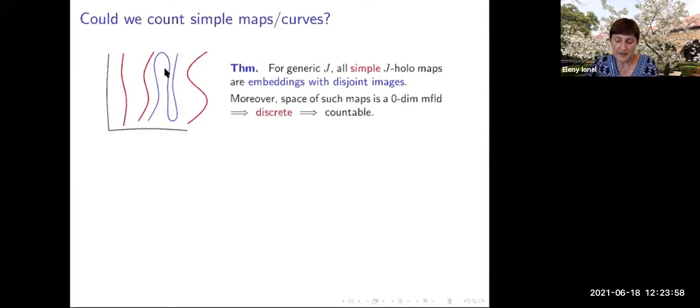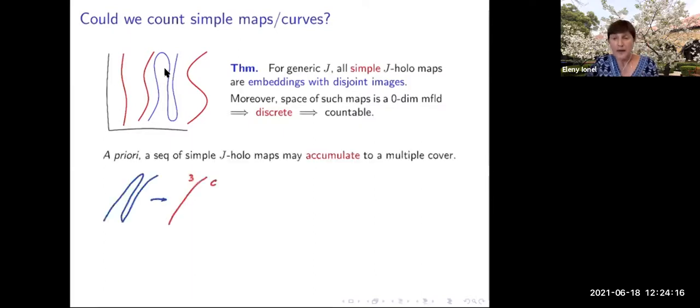Okay. And in fact, something more is true. If you look at the space of such simple J-holomorphic maps for a fixed J, it's a 0-dimensional manifold. So in particular, it's discrete, it has a discrete topology, and it's separable, so it's countable. So you would think that maybe we can count. The problem is that, at least a priori, it may not be compact. A priori, you could have a sequence of simple J-holomorphic maps which would accumulate to a multiple cover. So I try to draw a picture here.